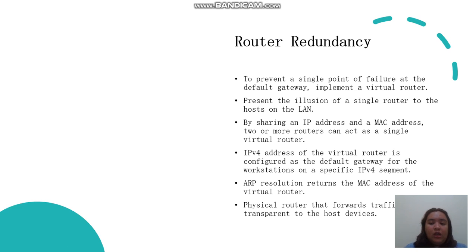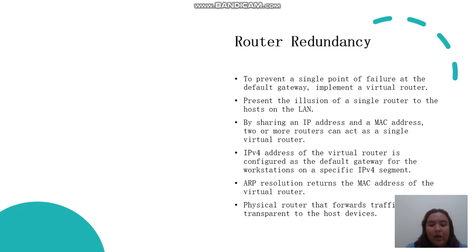So, router redundancy. To prevent a single point of failure at the default gateway, implement a virtual router. Present the illusion of a single router to the hosts on the LAN, and by sharing an IP address and a MAC address, two or more routers can act as a single virtual router.